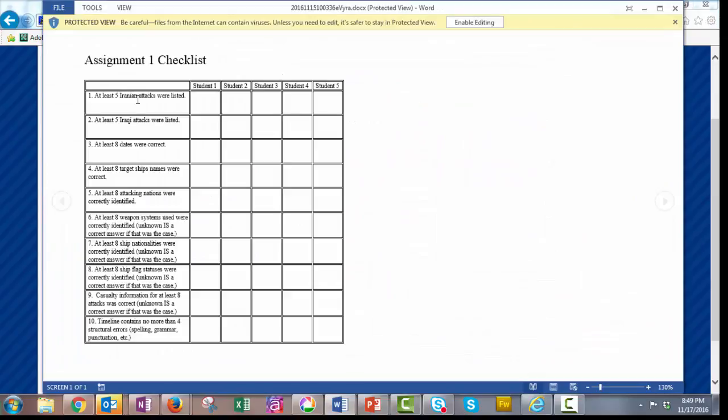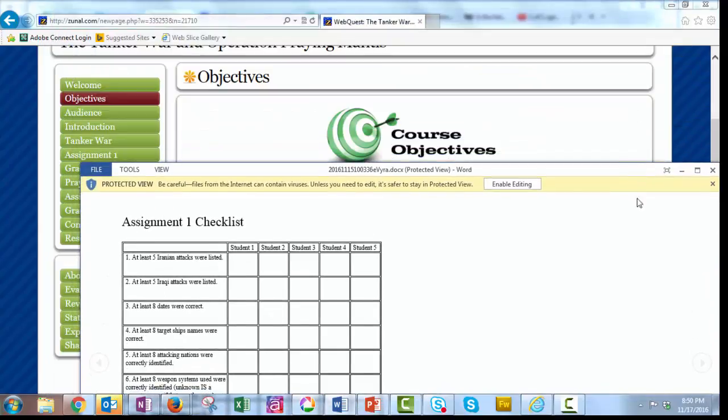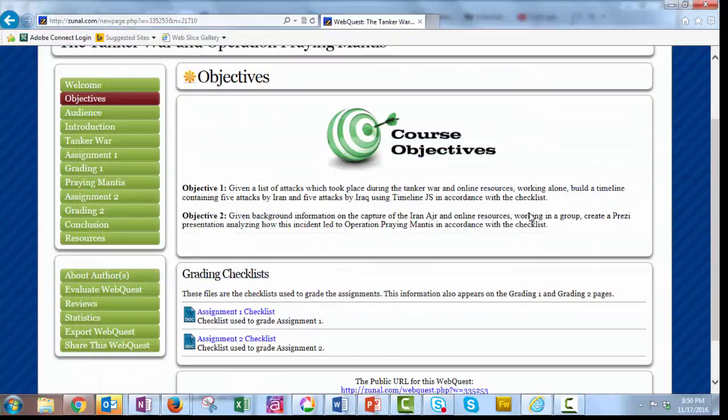If we take a look at the checklist, we can see that the students are to include the 5 attacks by the 2 countries, dates are correct, target ships are named, etc. So the checklists, I would actually call these rubrics. Okay? So these are how we measure the individual skills. In the second objective, they're going to create a Prezi that analyzes this operation.